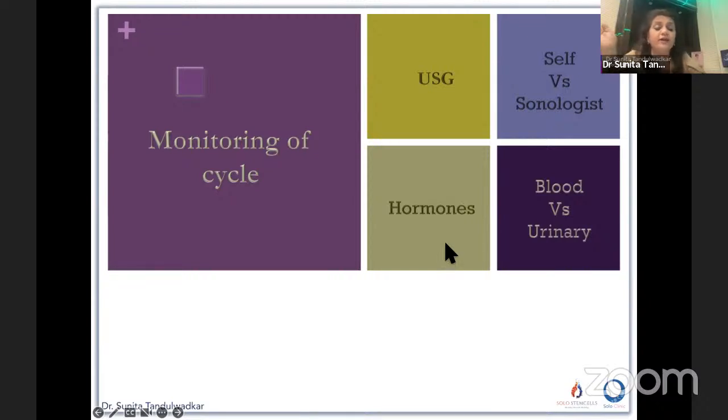So always prefer your own judgment; we will do hormones only when needed. I don't do LH monitoring and all. I just do only sonographic monitoring, and blood versus urinary, I don't do urinary LH and all. I do only estradiol level. What is important is, don't bombard the patient with too much monitoring and make the cycle expensive. Ultimately, the result is going to be below 20%. Your 1 in 5 patient is going to conceive. So don't make the cycle expensive, and try to be as economical as possible.